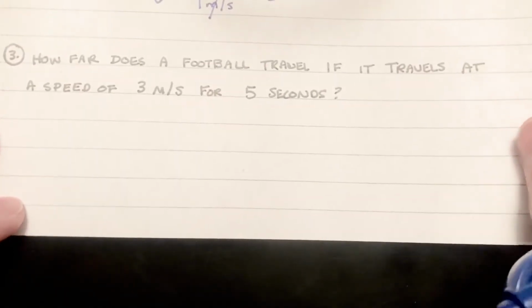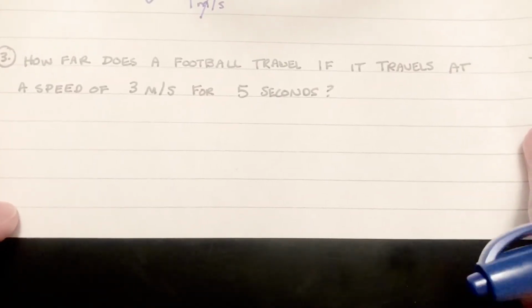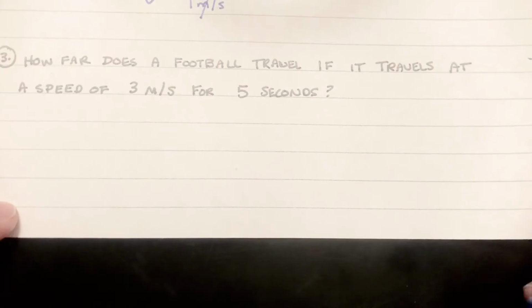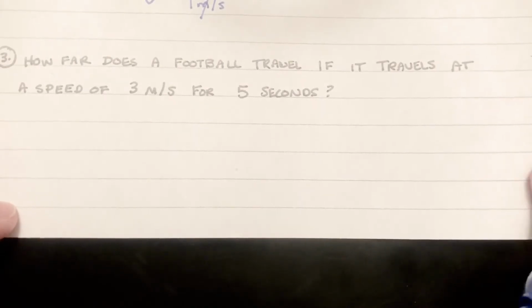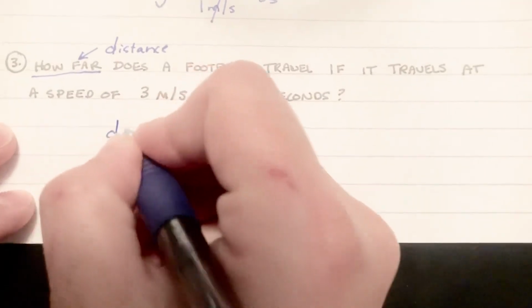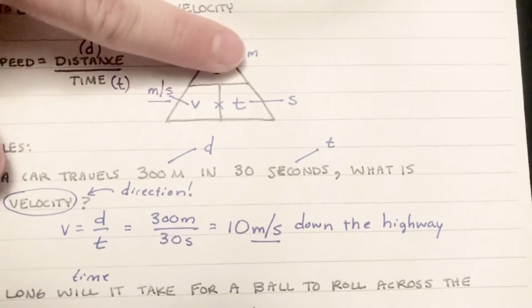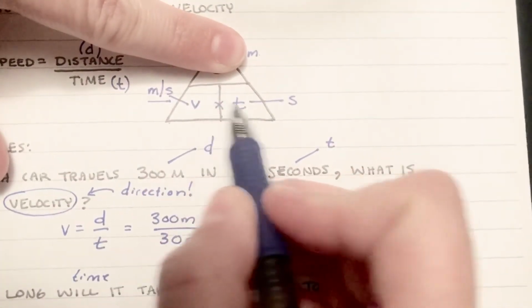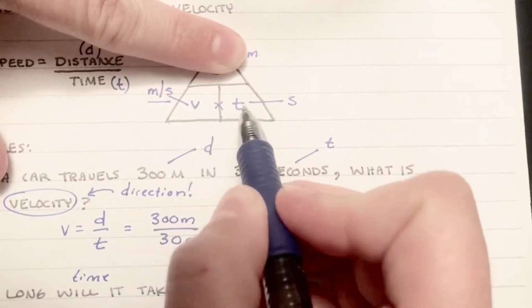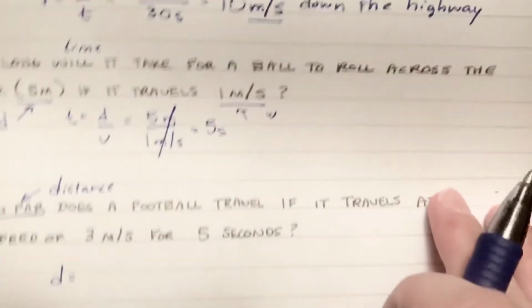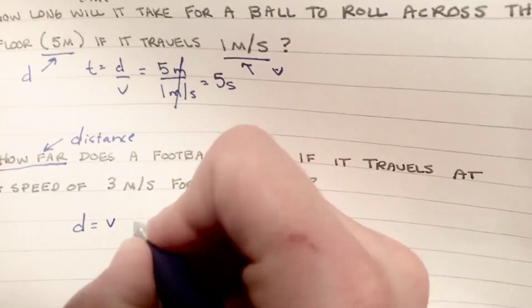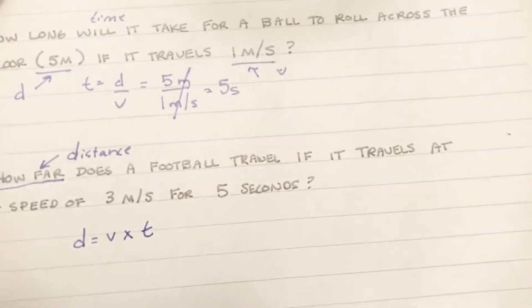Okay, the last question. How far does a football travel if it travels at a speed of 3 meters per second for 5 seconds? How far does it travel? So how far is basically asking us for distance. So if we're solving for distance, let's go up here to our triangle. Distance is a little different than the other two because it has speed and time, or velocity and time, side by side, so we're going to multiply those two. So distance is going to be velocity times time.